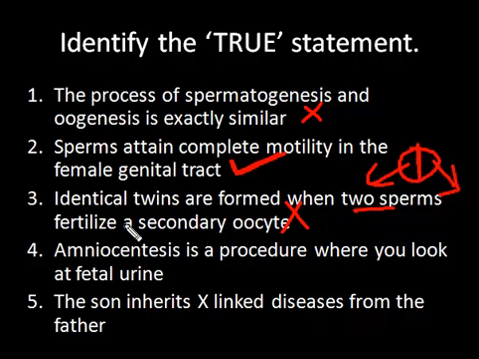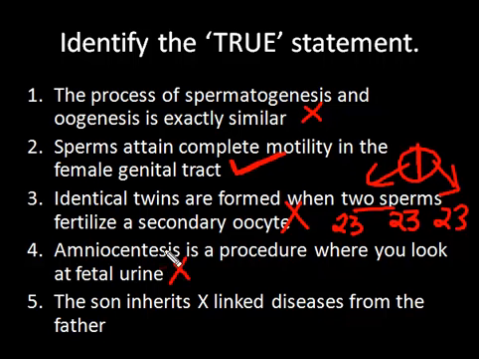When two sperms fertilize one secondary oocyte, you will have more than the normal number of chromosomes, because you'll have 23 for the sperm, another 23 for the other sperm, and 23 for the oocyte. So you get 69 chromosomes, and then life is not possible. You get a non-functional zygote, and the zygote just dies. So this is false.